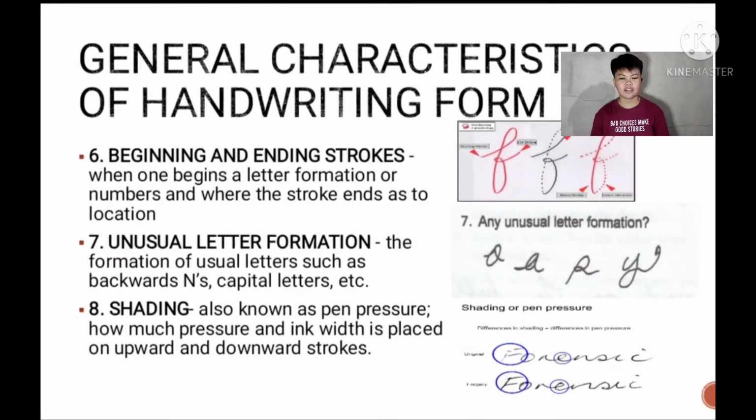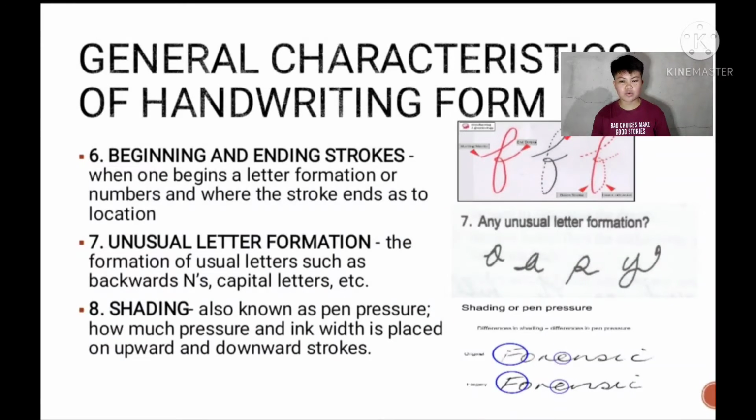Number 8 is shading, also known as pen pressure. How much pressure and ink width is placed on upward and downward strokes. Shading analyzes where the writer presses their writing utensil down the most, either on the upstroke or the downstroke. Where the most pressure is applied is where the script is thickest.